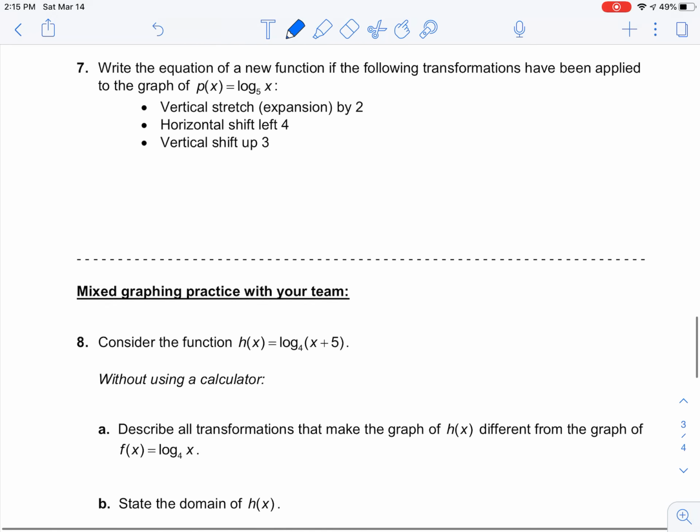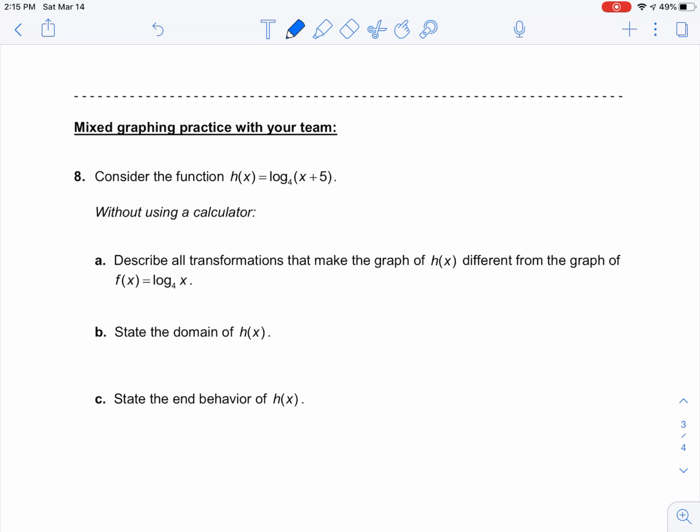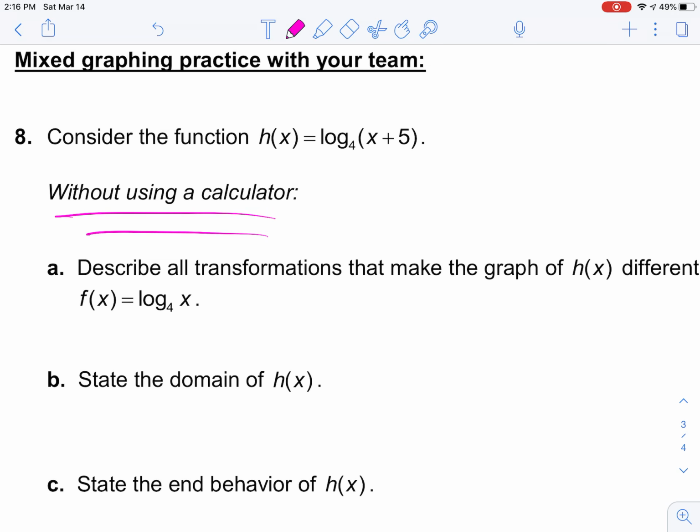And then the final question I wanted to do with you, and then the remaining questions are for you for homework, is this question number 8. It says, without using a calculator, answer these questions. So first thing, stating the transformations. This isn't bad. I see that this has a +5, so keep in mind that that would be that horizontal shift. I would think to the right, but actually to the left 5 units.